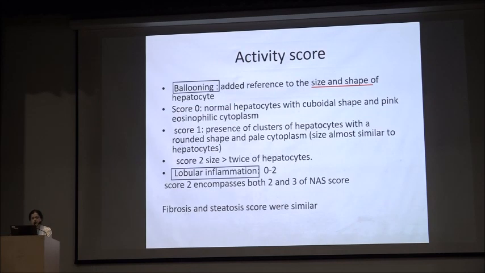So the activity score in this system, the SAF scoring system, is calculated by the cumulative scores of ballooning and lobular inflammation. Under the category of ballooning, more reference was given to the size and shape of the hepatocyte in comparison to the earlier systems. Score 0 is a normal hepatocyte. Score 1 is the presence of clusters of hepatocytes which are almost similar in size to a normal hepatocyte or maybe slightly bigger, but they have become rounder, pale with rarefied cytoplasm. And a score 2 ballooning is called when the size is almost 2 times the size of a normal hepatocyte. Lobular inflammation in this was scored as 0 to 2, and fibrosis and steatosis scores were similar.